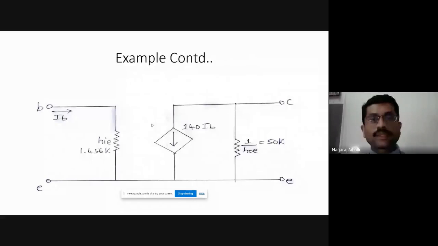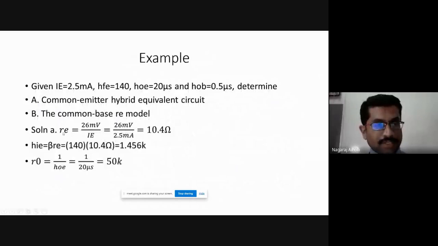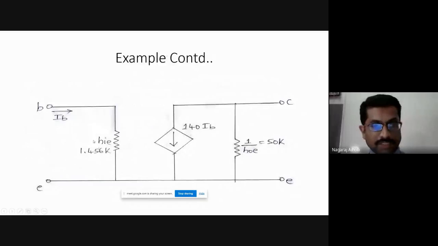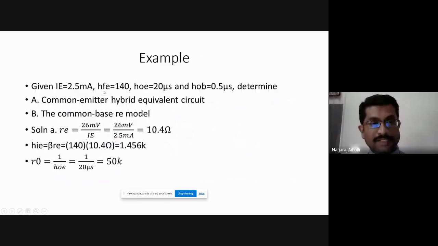Fine. Good. Let us now find out the performance parameters. Now see, if we want to find this HIE, how much is it? While studying the comparison between the hybrid model and the RE model of the common emitter configuration, when we compare them, this HI will be equal to beta RE. That beta RE term will come for the common emitter configuration. Therefore, this HI will be equal to beta RE.